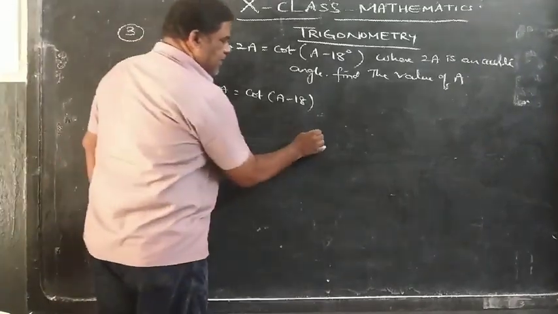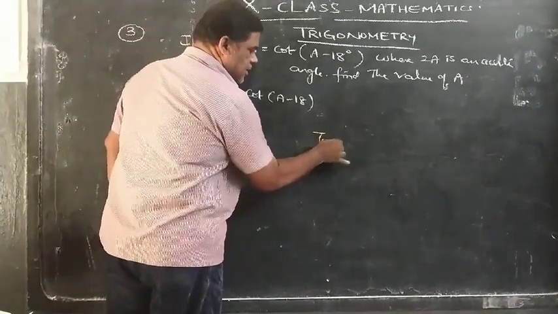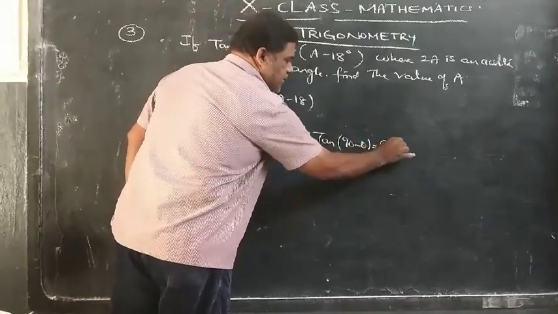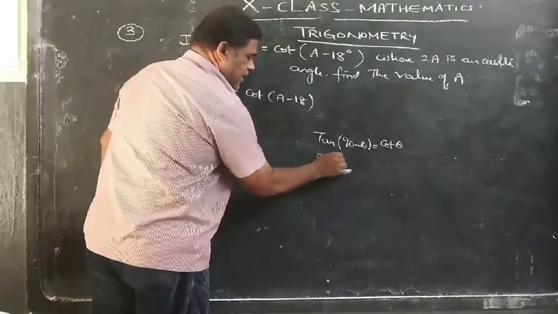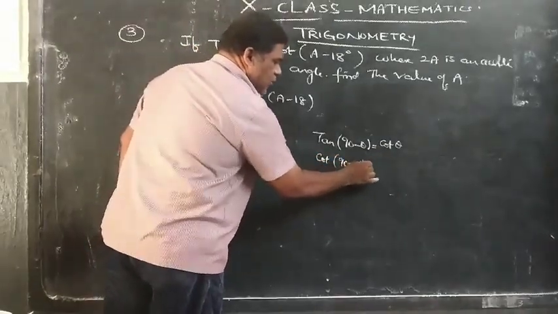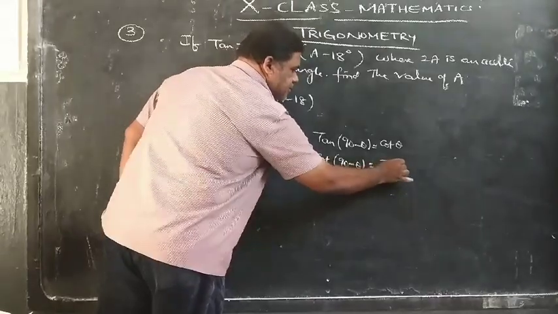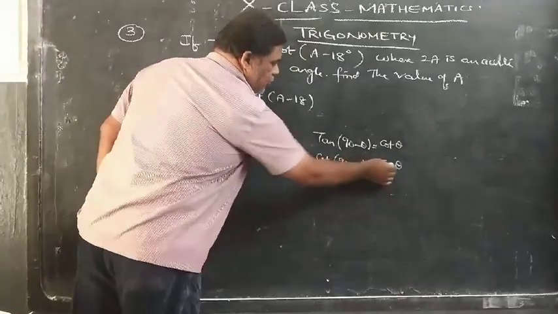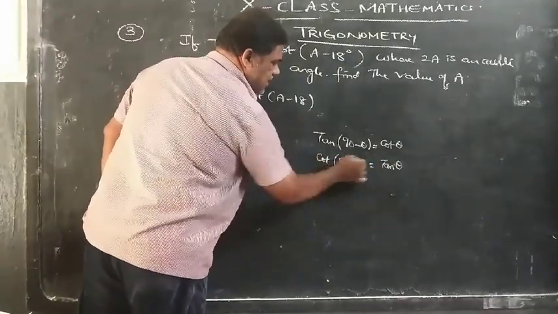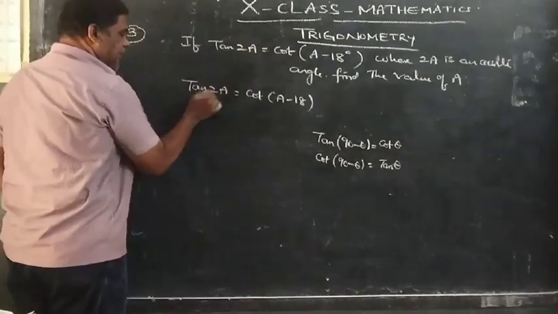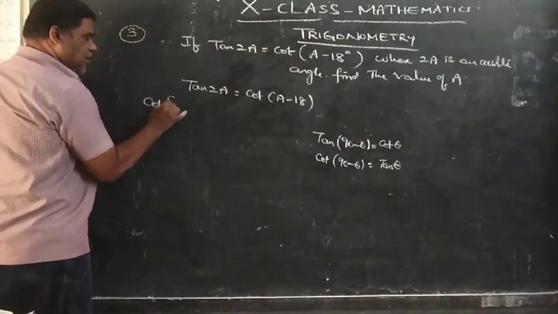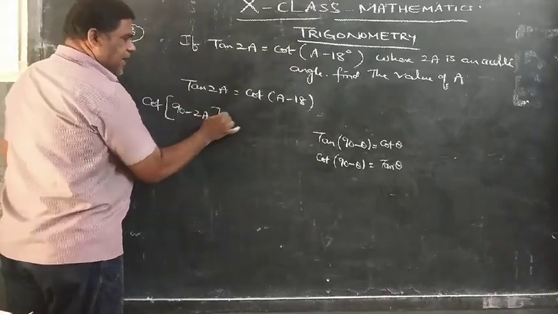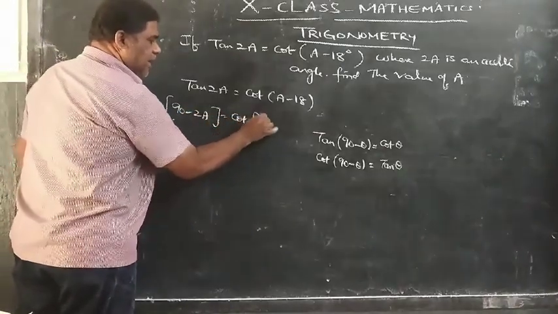We have one formula, tan 90 minus theta is equal to cot theta, and cot 90 minus theta is equal to tan theta. Now this is like tan theta. This tan theta we write it as cot 90 minus theta. Both are same. So here it is in the form of tan theta, so I am writing it as cot 90 minus theta. So 90 minus 2a. Right side you keep as it is, cot a minus 18.